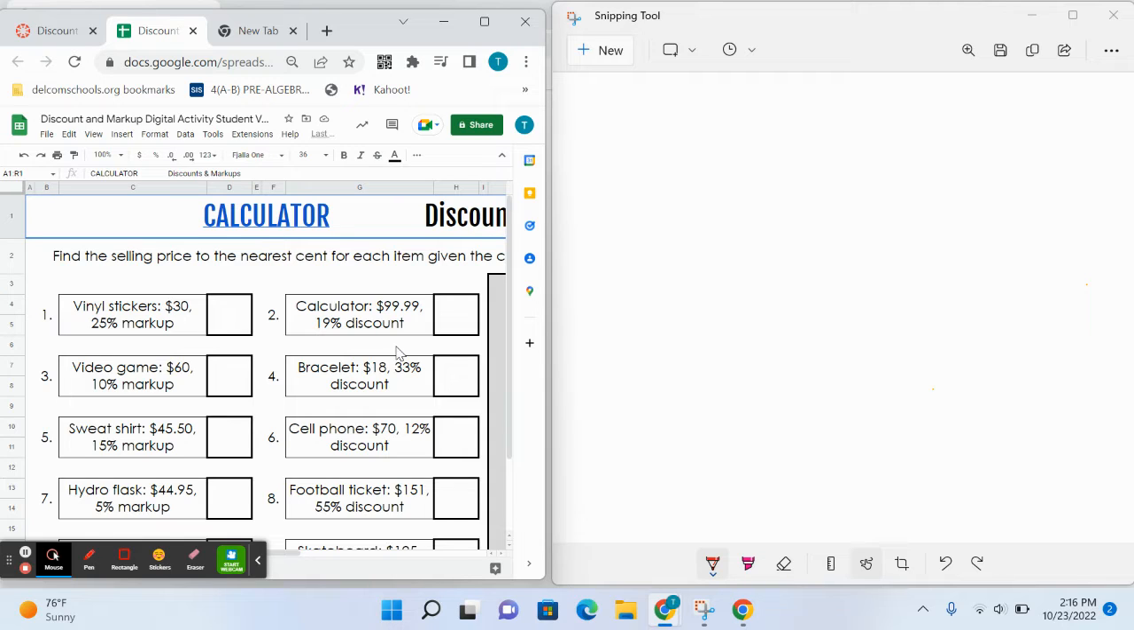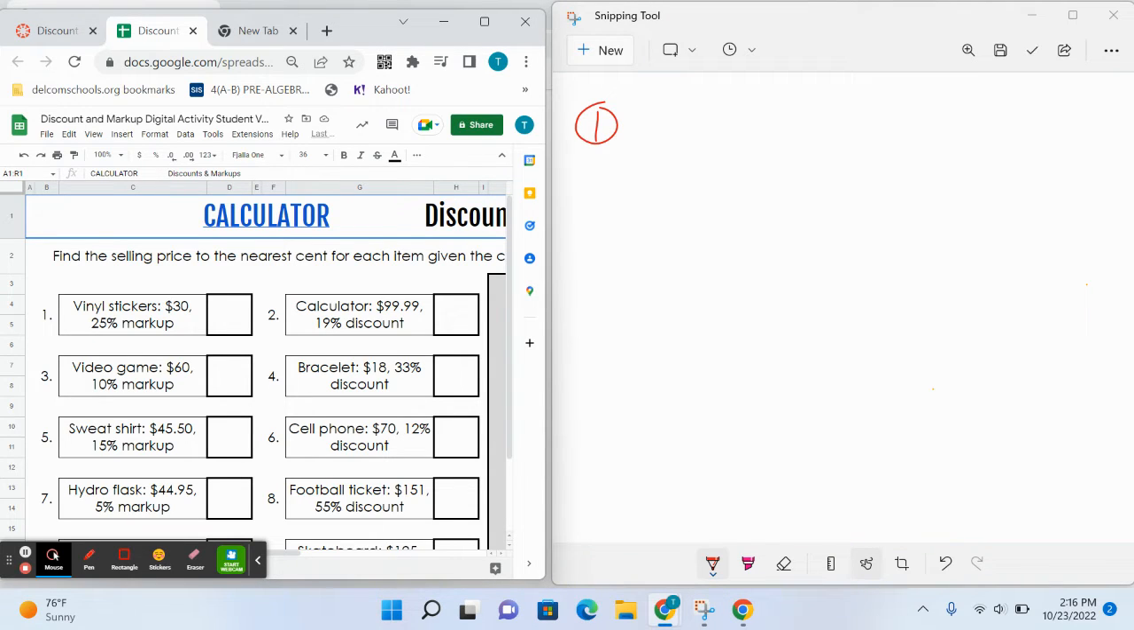But let's take a look at number one in this video. There are stickers that are $30 normally. They're marked up 25%. You want to be able to find the markup, but then for all of these, you need to go one step further to find the selling price. So let's look at the markup for number one.